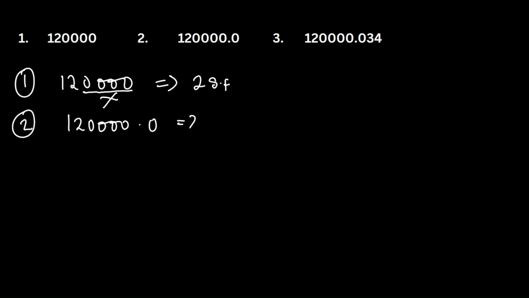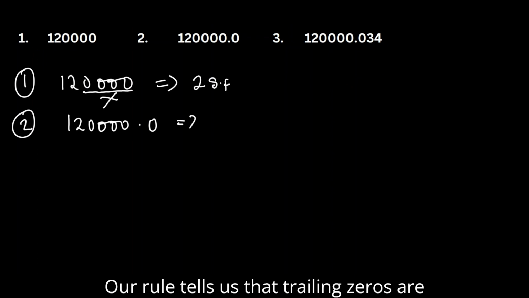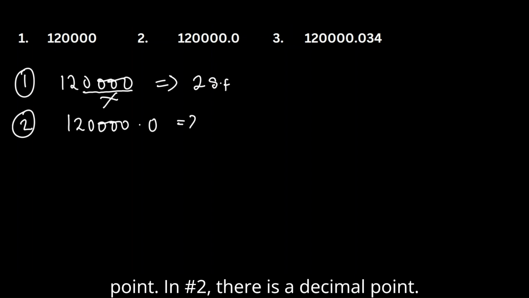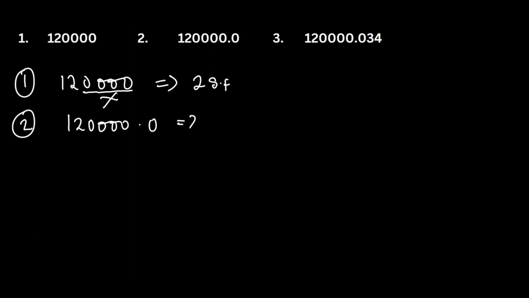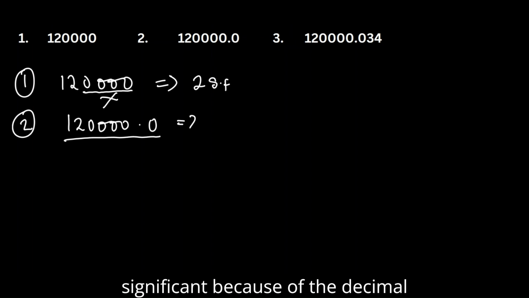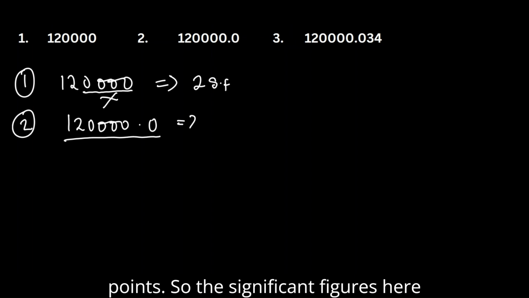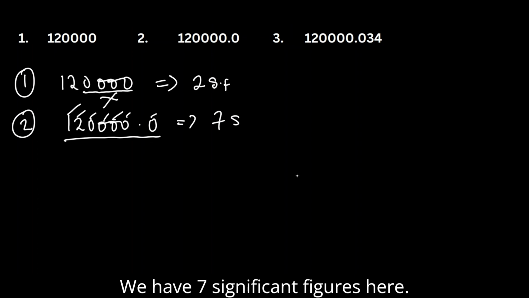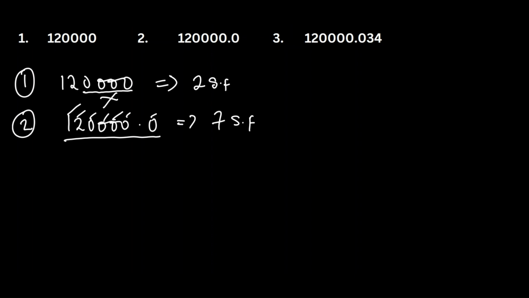Then number 2, our rule tells us that trailing zeros are significant only if there is a decimal point. In number 2, there is a decimal point. Therefore, all these digits are significant because of the decimal point. So the significant figures here include 1, 2, 3, 4, 5, 6, 7. We have 7 significant figures here.